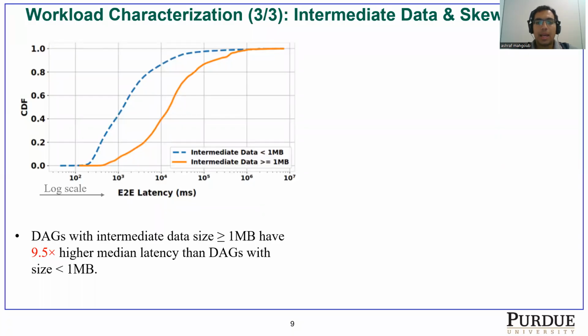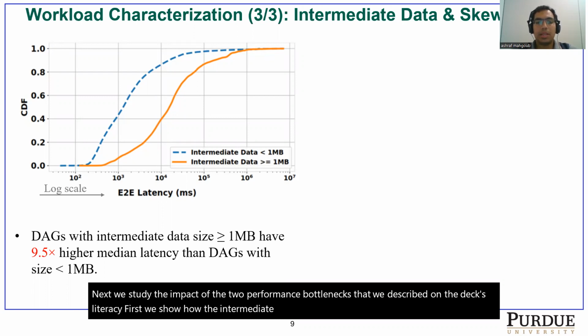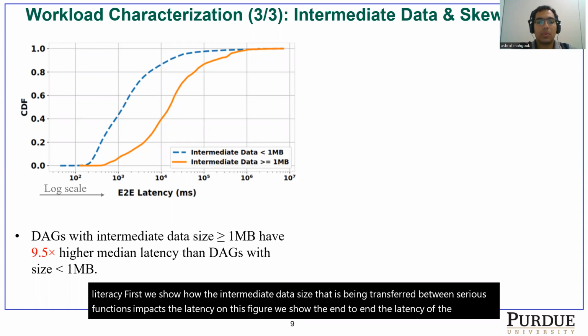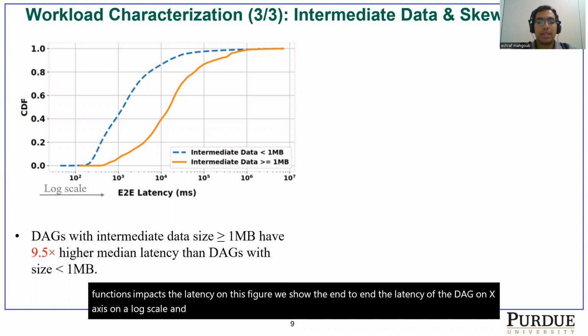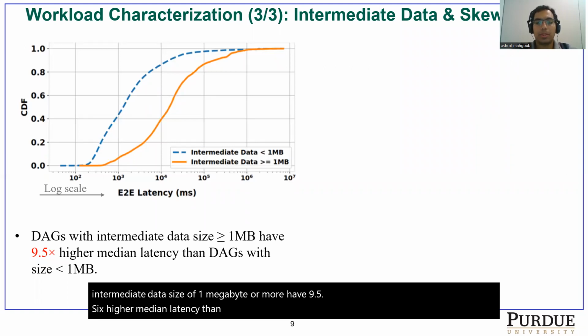Next, we study the impact of the 2 performance bottlenecks that we described on the DAG's latency. First, we show how the intermediate data size that is being transferred between in-series functions impacts the latency on this figure. We show the end-to-end latency of the DAG on the x-axis on a log scale, and the corresponding CDF on the y-axis. We noticed that DAGs with intermediate data size of 1 megabyte or more have 9.5x higher median latency than DAGs with less than 1 megabyte of intermediate data.